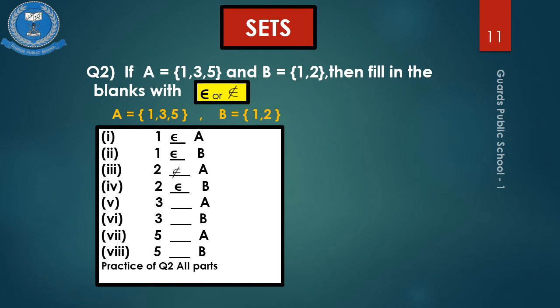Now look at blank 4, 2 dash B. Now look at set B. 2 is present in this set. It means that 2 belongs to set B, and we will write a symbol of belongs to in the blank 4.